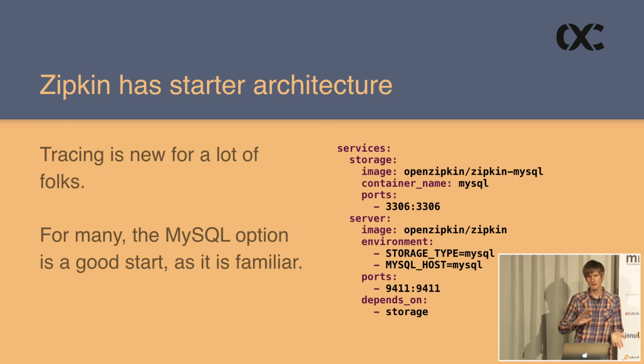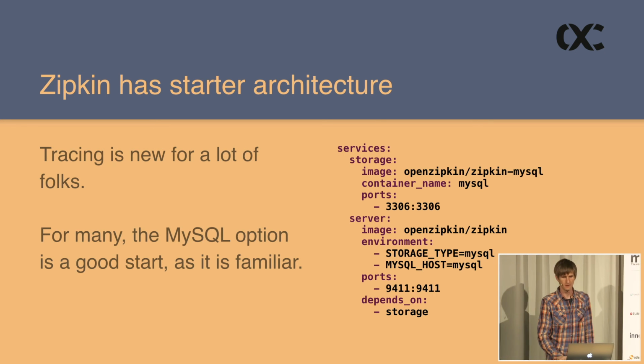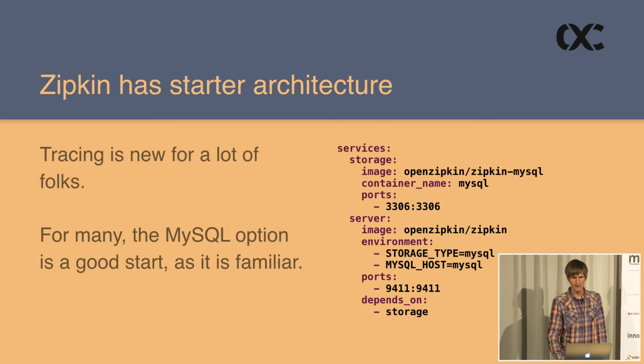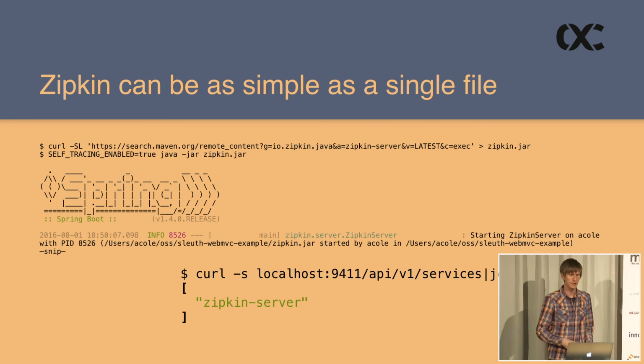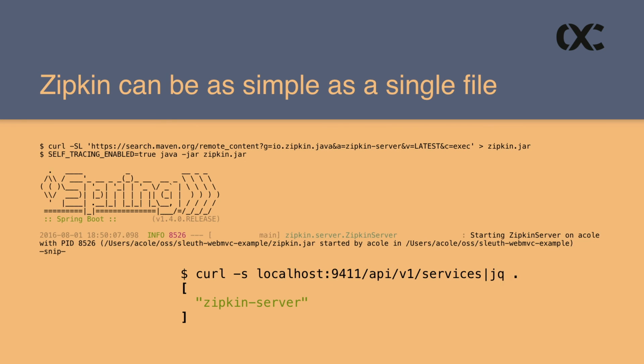So we try to make it easy for people to get started with, and that way you have a chance to figure out what it is before you invest in figuring out Kafka or whatever. And it can be even simpler than that. Zipkin is a Spring Boot app, and so you can just download the jar and java -jar, and then you have a Zipkin server. And so I'll use that in a demo in a few minutes too, but it's quite easy.